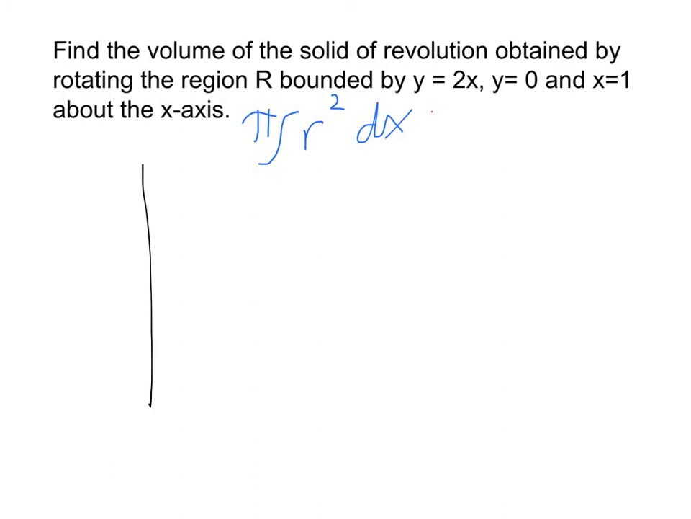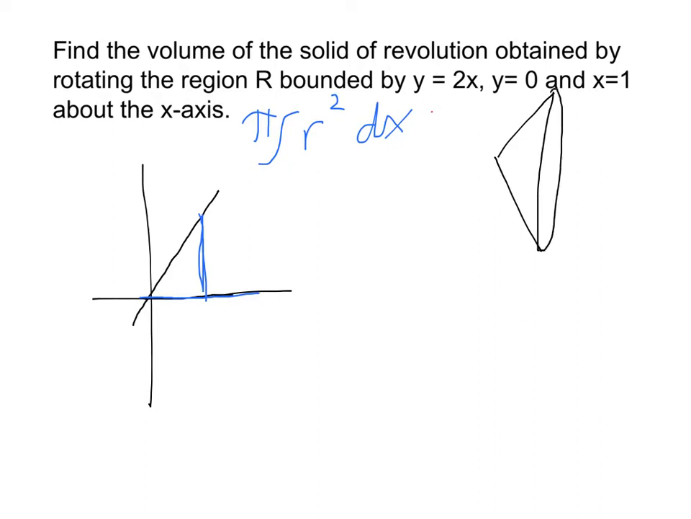So, our region, or our solid, is formed by rotating y equals 2x. That's that line. Y equals 0. That's the x-axis. And x equals 1. Now you can imagine when we rotate this what kind of a shape it's going to create. It will create something that looks like this. We call that a cone.